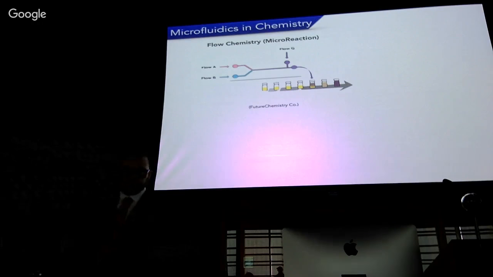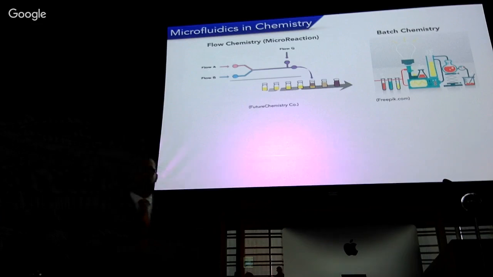Microfluidics for chemistry brought what we now call flow chemistry. In these types of reactions, you have a microchannel and you have two chemicals. They join in this intersection, and as they flow through this microchannel, the reactions happen. This is different from batch chemistry, in which you have containers, and then you have to add your chemicals and produce products.